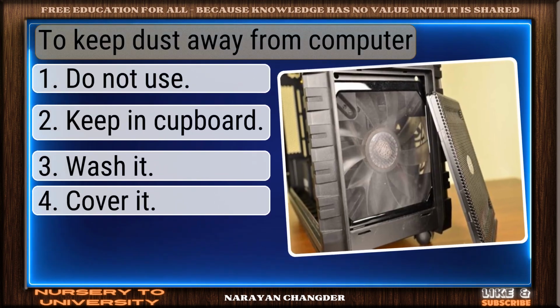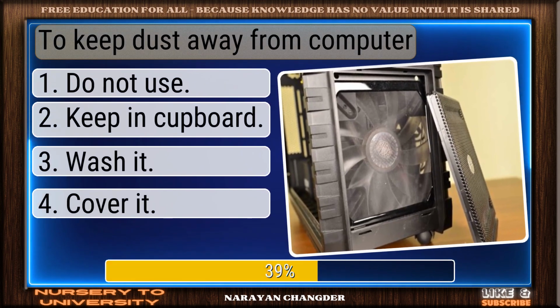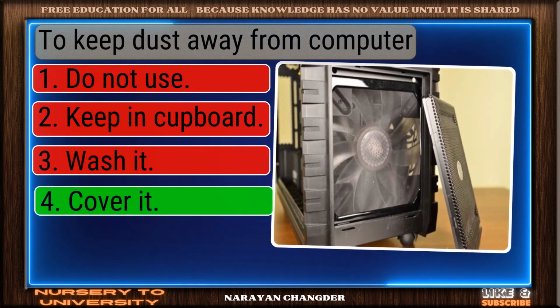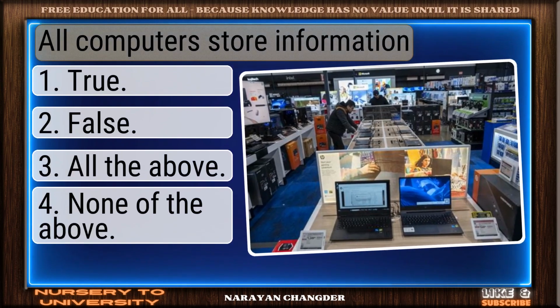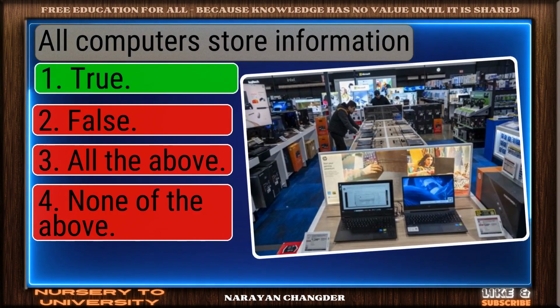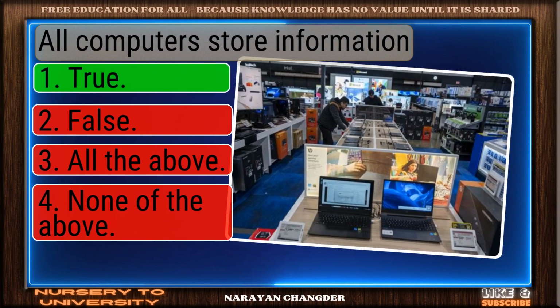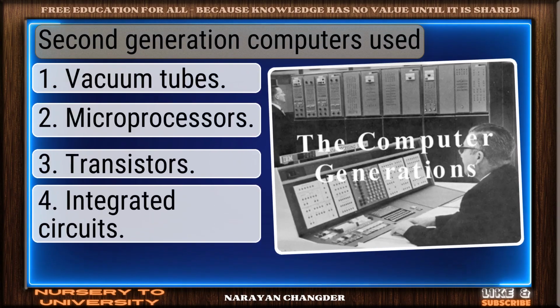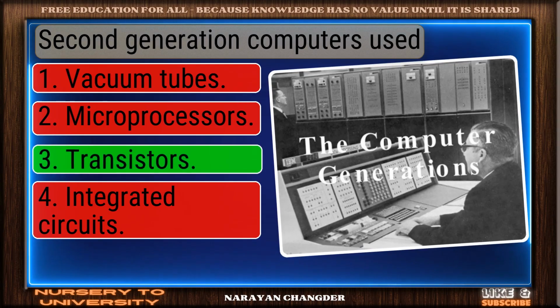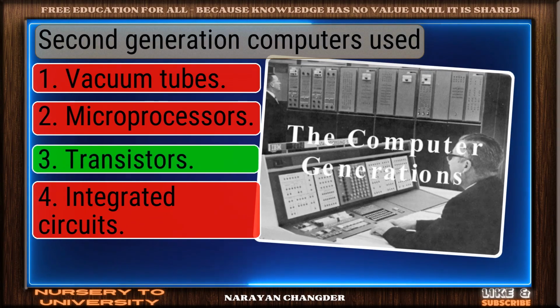To keep dust away from computer. Valid point. Cover it is true. All computers store information. Well picked. True is correct. 2nd generation computers used. Well reasoned. Transistors is correct.